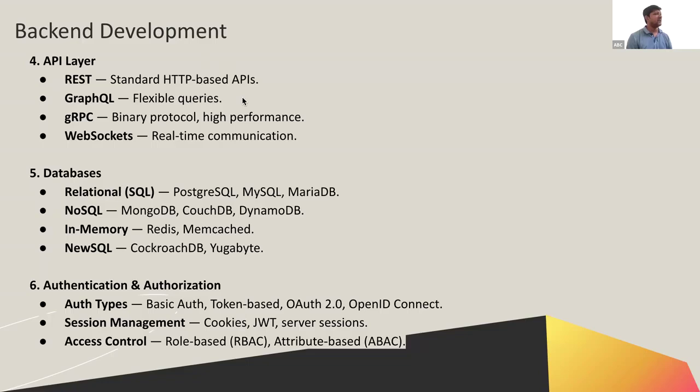GraphQL, the way I said, 100 fields are there, but you only want a few. That's where your GraphQL comes into the picture. gRPC is when your field structures are not changing very often, and that's where gRPC comes into the picture. They are very fast, faster than REST. WebSocket is for real-time communication.